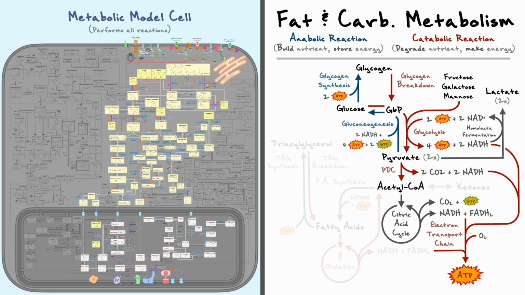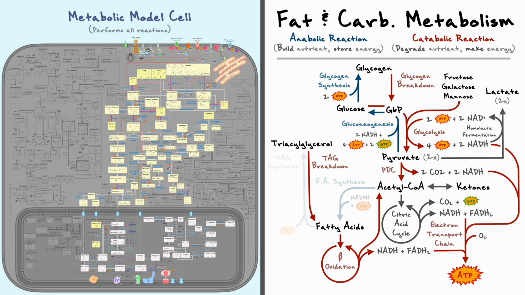For fats, the catabolic pathways were the breakdown of triacylglycerol and beta oxidation, which tied back to the citric acid cycle and the electron transport chain. On the anabolic side, we covered ketogenesis and the synthesis of fatty acids and triacylglycerols.